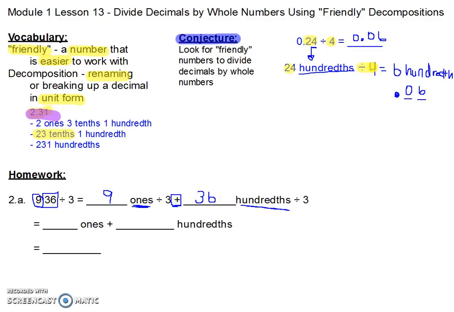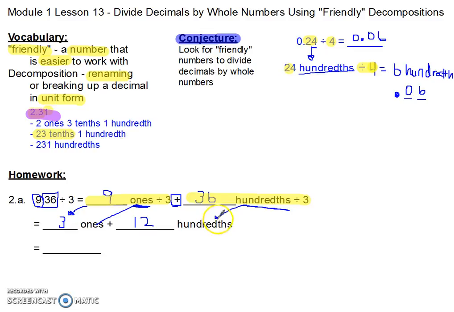Now they're asking you to do two different division problems here. They're asking you to divide 9 ones by 3, and they're asking you to divide 36 hundredths by 3. And each of those answers is going to go in its respective spot. So 9 divided by 3 would be 3 ones. And then 36 divided by 3 would be 12 hundredths.